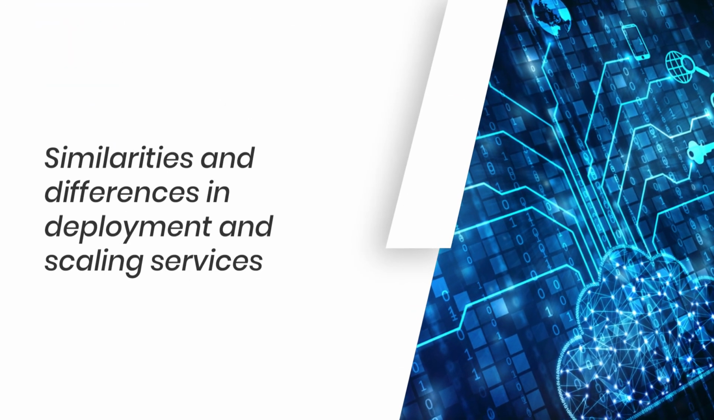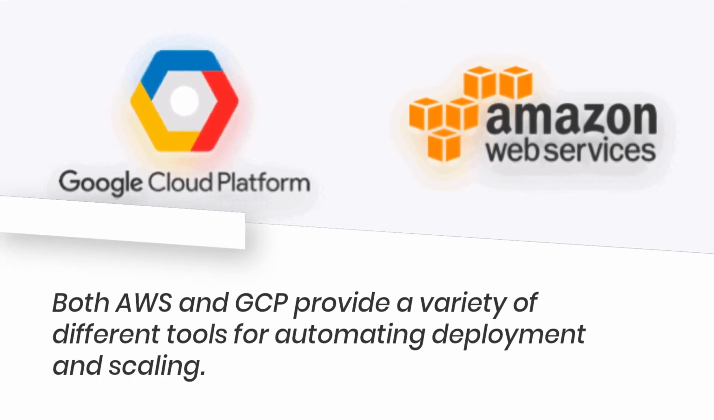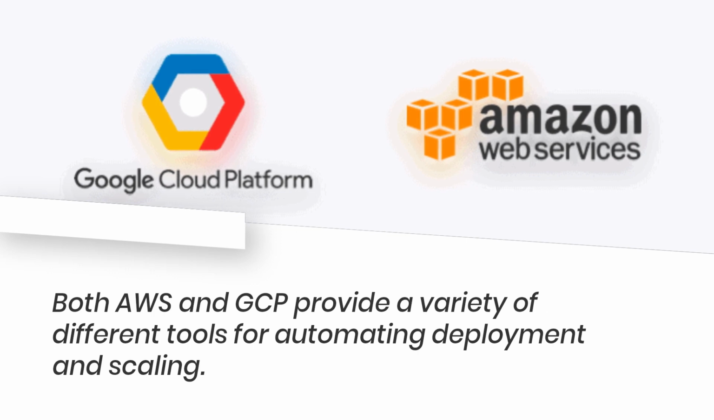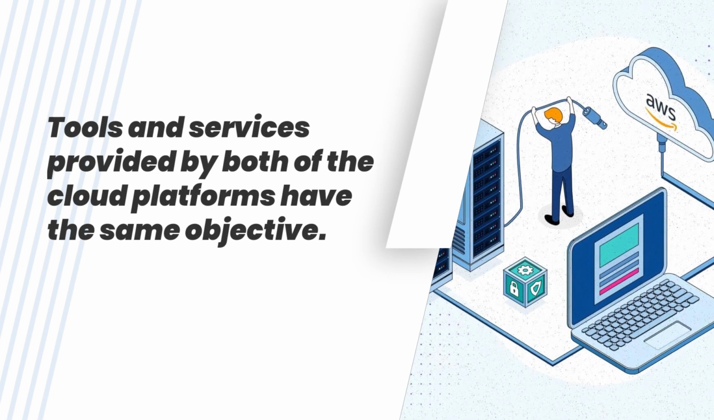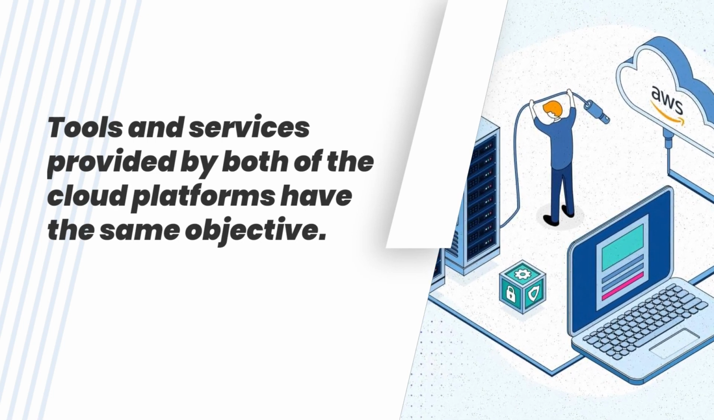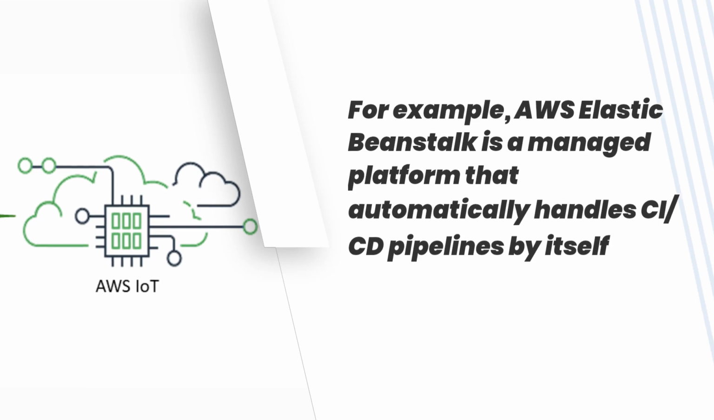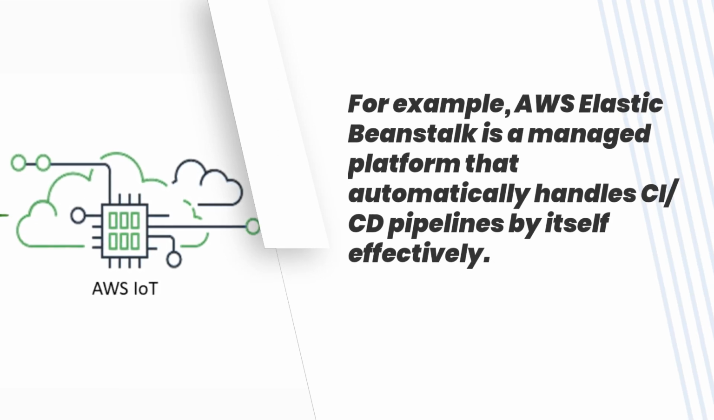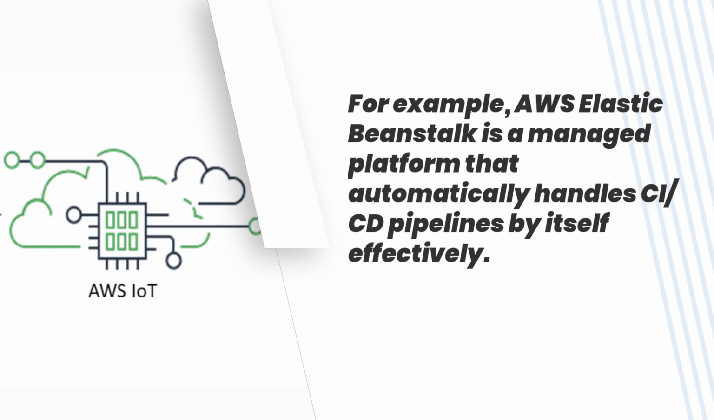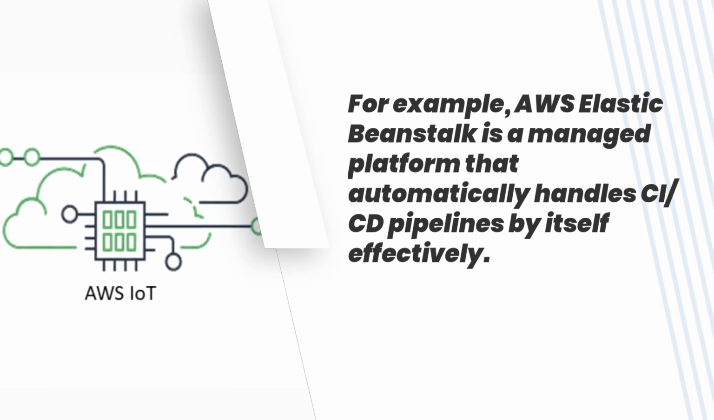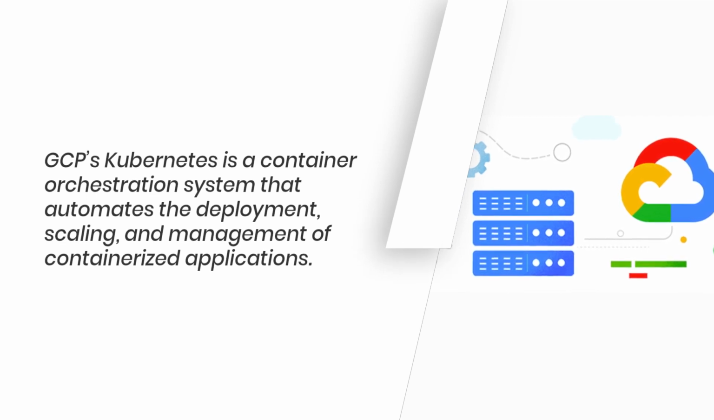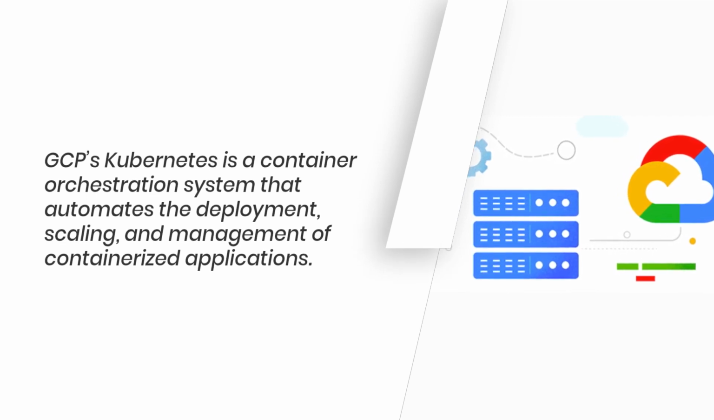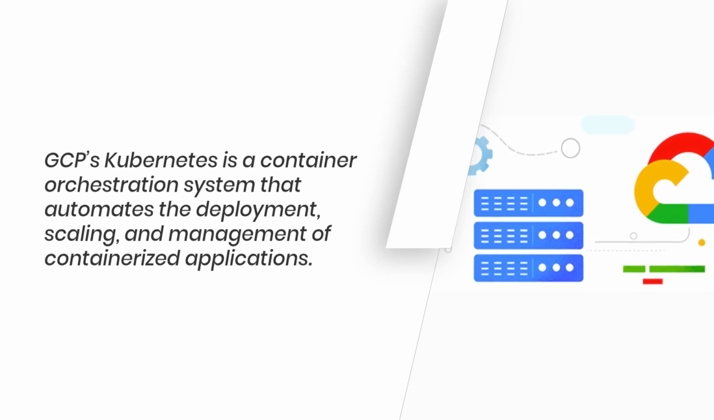Similarities and differences in deployment and scaling services. Both AWS and GCP provide a variety of different tools for automating deployment and scaling. Tools and services provided by both of the cloud platforms have the same objective. For example, AWS Elastic Beanstalk is a managed platform that automatically handles CI/CD pipelines by itself effectively. GCP's Kubernetes is a container orchestration system that automates the deployment, scaling, and management of containerized applications.